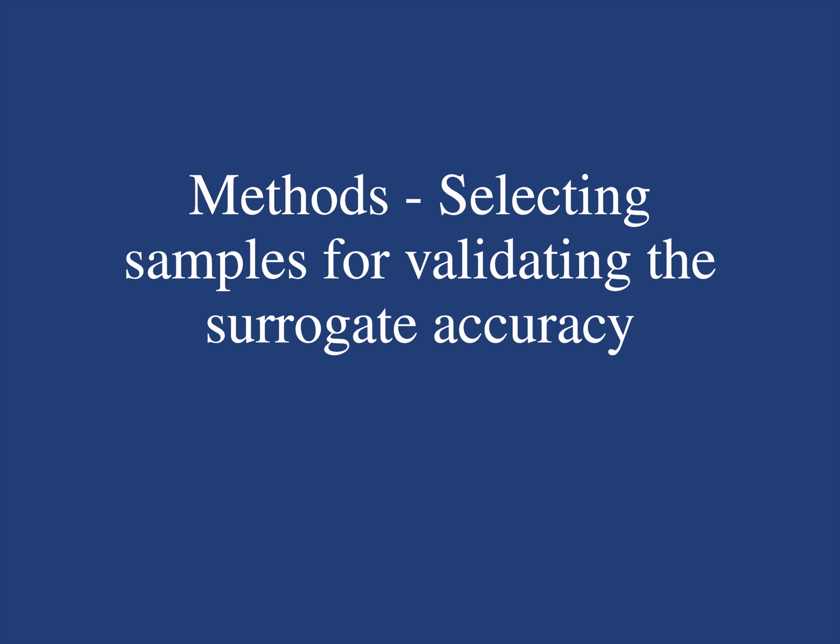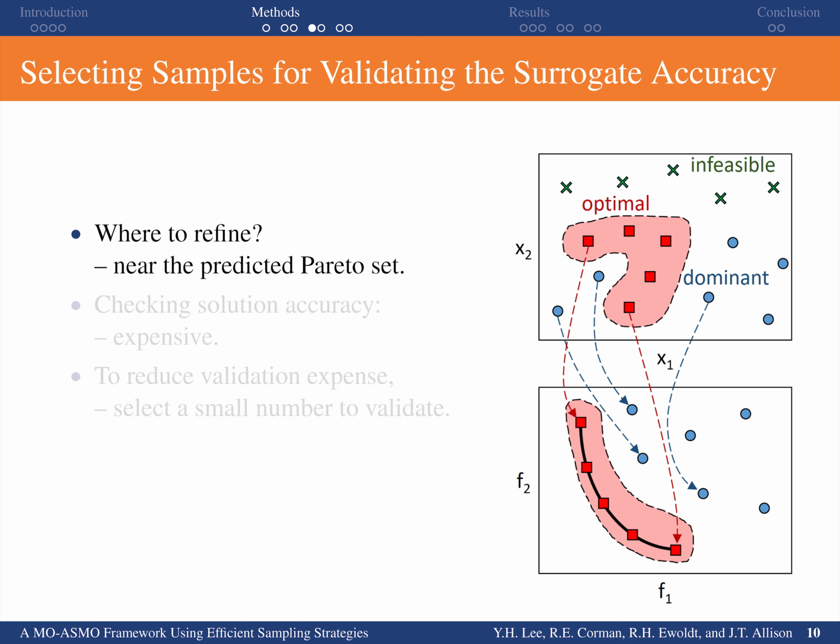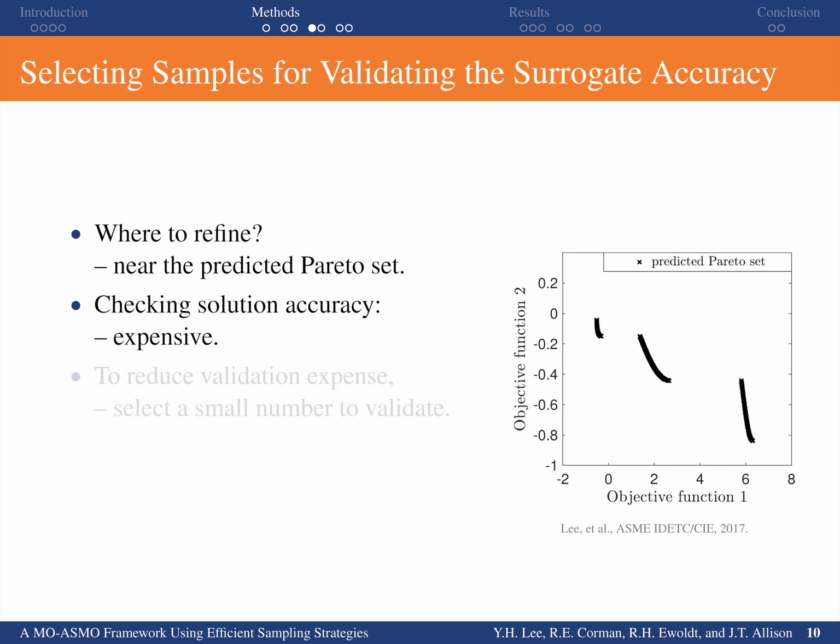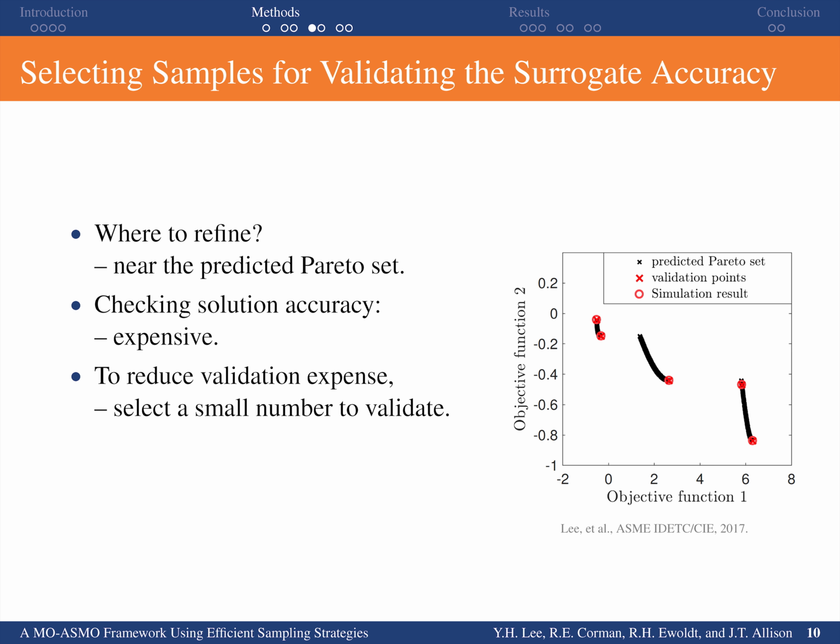After having the initial samples with the exploration sampling algorithm, we could easily obtain Pareto optimal solutions using the surrogate model, and now we need to validate the solution here. Surrogate model needs to be accurate only in the vicinity of the predicted Pareto set. Checking solution accuracy also requires expensive high-fidelity function evaluations. To reduce validation computation expense, we need to select a small number of sample designs that are on the predicted Pareto optimal solution set.